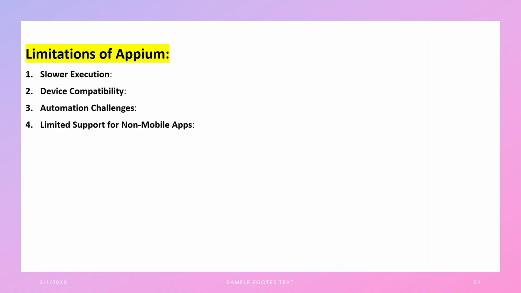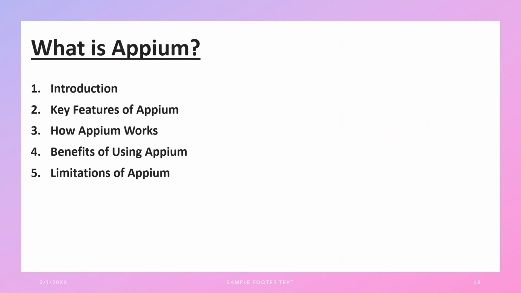And limited support for non-mobile applications. Okay, this is the last limitation. That is limited support for non-mobile applications. Appium is primarily designed for mobile apps, making it more complex to automate the interaction with non-mobile apps. So these are the four limitations of Appium. And this is all about what exactly Appium is.